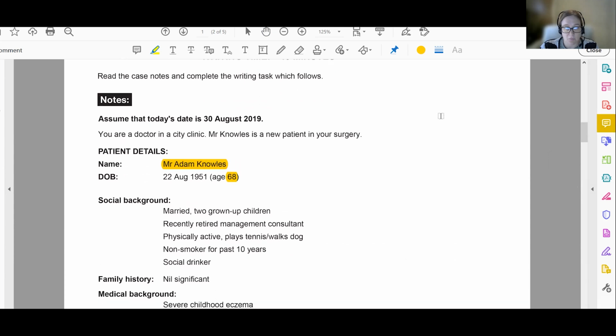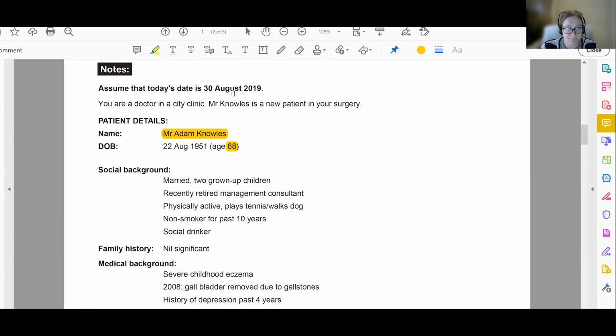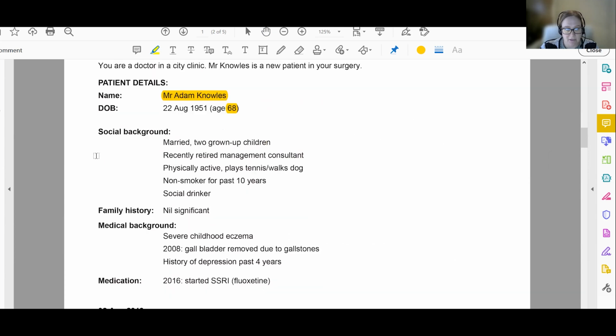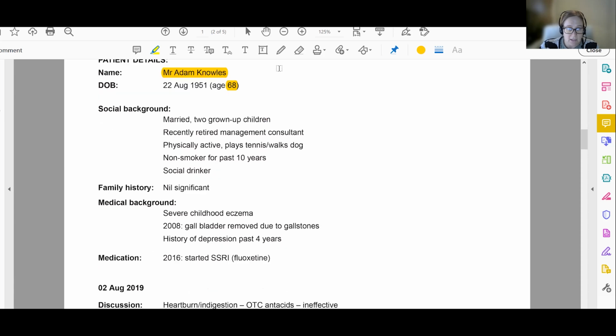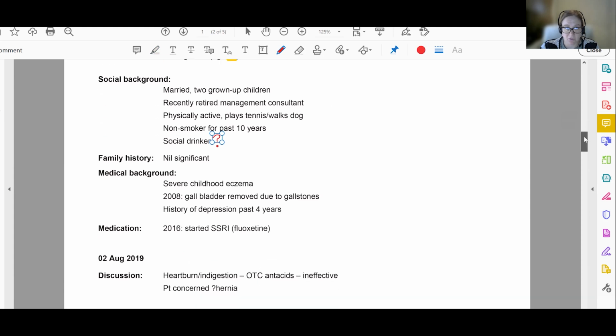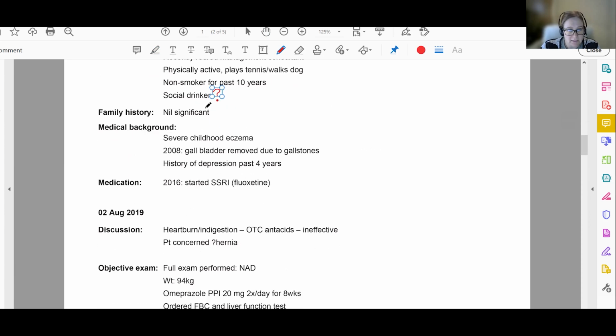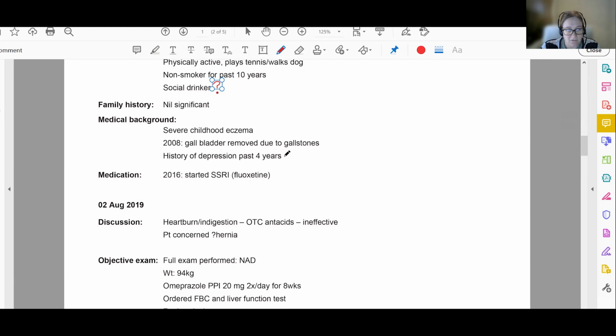So let's take a brief look at the information. So we've got social background, married, physically active, non-smoker. Not much of that is relevant. You might want to mention that he's a social drinker, just because it's all related to, I guess, the gastrointestinal system, but I don't think you have to. Nothing significant. And then we've got all this information here.